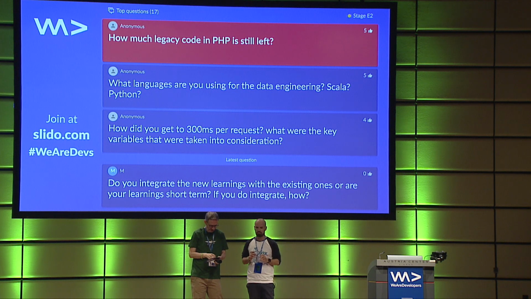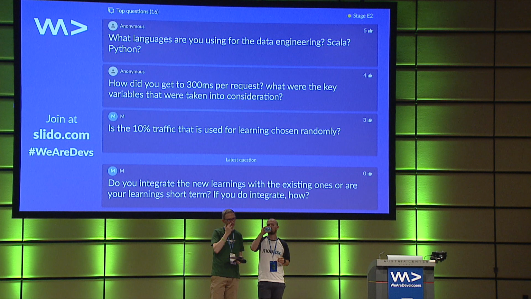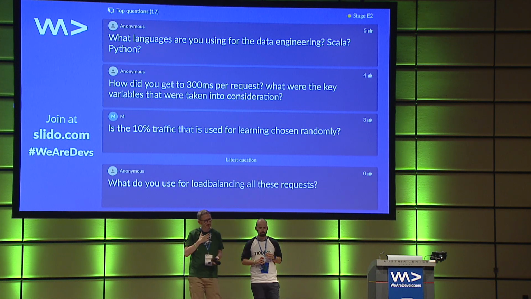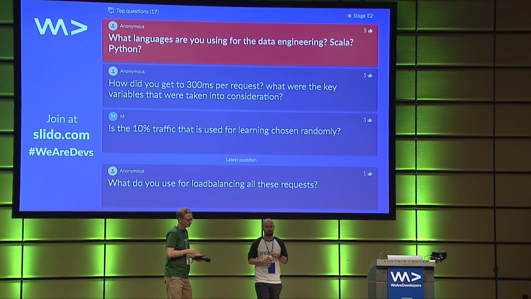I'm just looking at the other questions further down. The CDN. Any other languages for the engineering? We use Python in a part of it, mostly because we have some tools that are written in Python. We have an aggregation pipeline, and that one is written in Python.